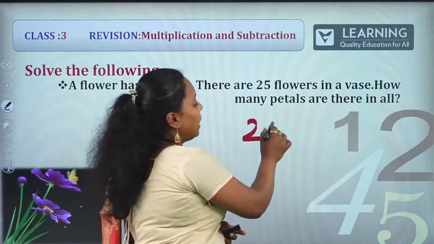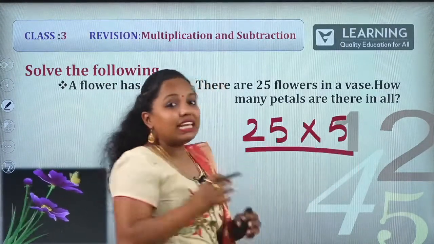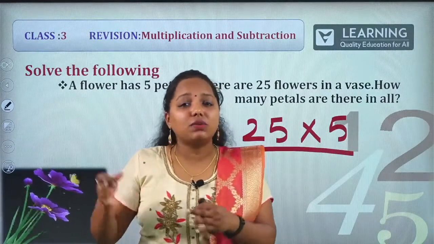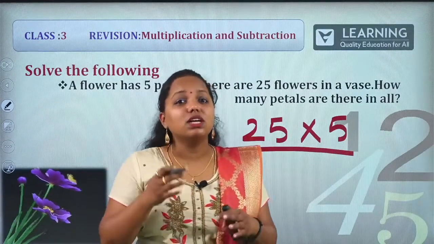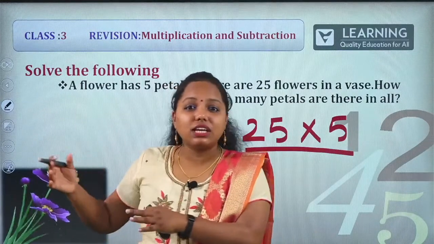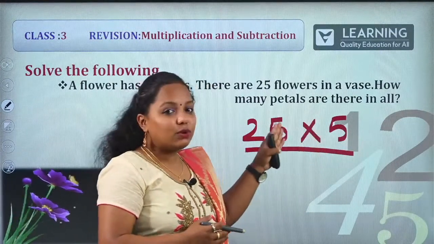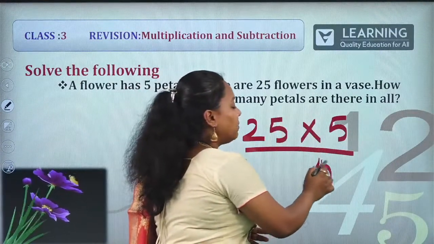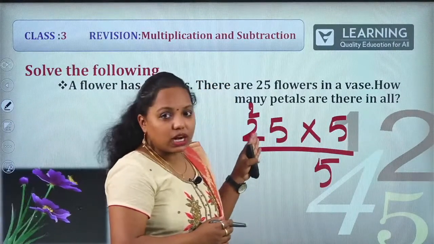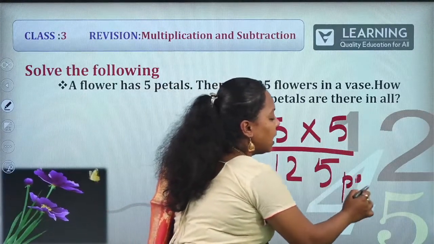So now 25 into 5. In each flower there are 5 petals. Well, if you sit and calculate 6, 7, 8, 9, 10, that is very much time consuming. So again we are calculating, it is not 6, 7, 8, 9, 10, it is directly multiplying. So now 5 into 5 will give me 25. 5 fives are 25, 2 carry, and next 5 twos are 10 plus 2, that is nothing but 125 petals.